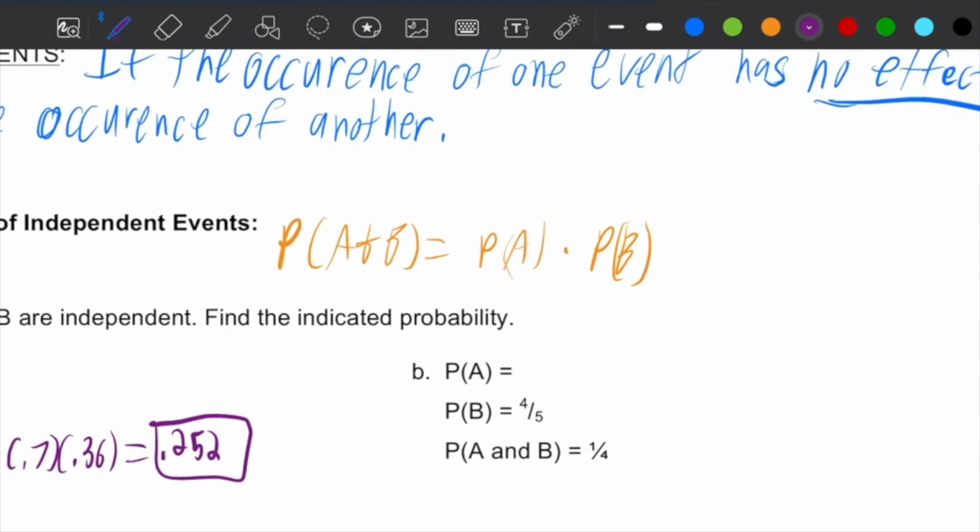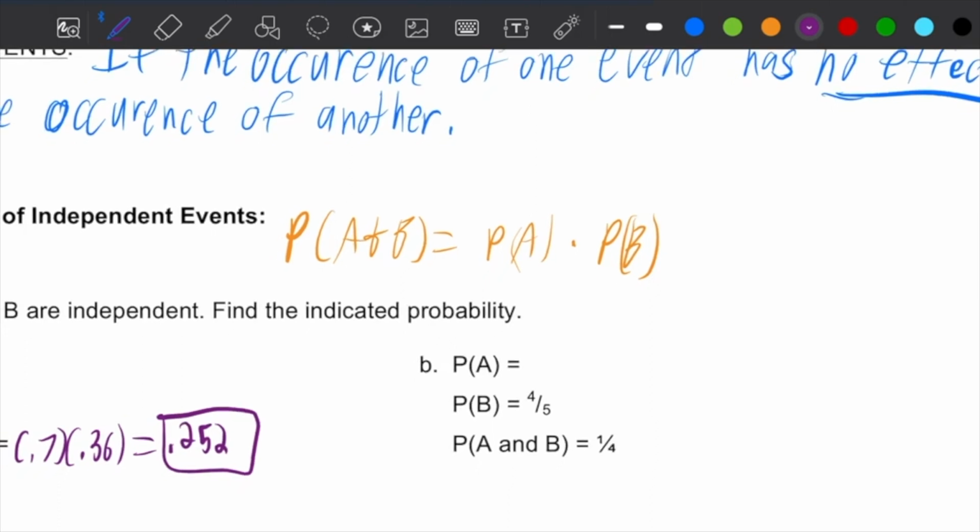On the second one, we're trying to figure out the probability of just event A occurring if we know the probability of event B and that they occur independently of each other. So we would say X, whatever the probability of event A would be, times 4 over 5, equals 1 over 4. So we just fill in X for the probability of A here and solve it as we would any other equation, solving for X.